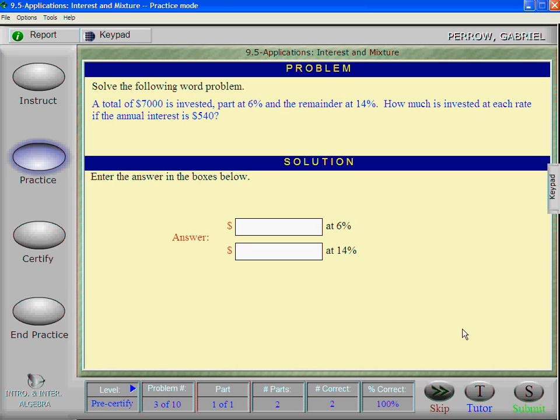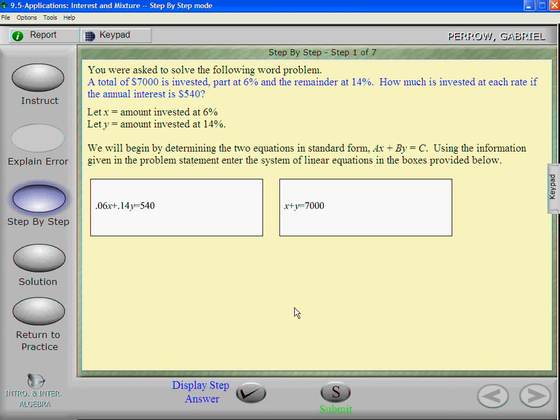Alright, so really quickly, a total of 7,000 is invested, part at 6%, the remainder at 14%. How much is invested at each rate if the interest is 540 bucks? Okay, so if you do the two equations, it's very similar to the previous example. 0.06x plus 0.14y equals 540 would give you the respective interest values added up to give you the total interest of 540. The second equation would give you the amount that you invested in each type of investment. If I add those two up, I should get the 7,000 total.